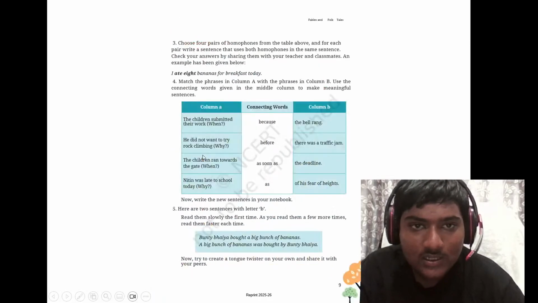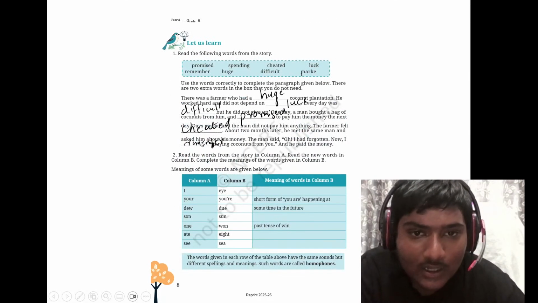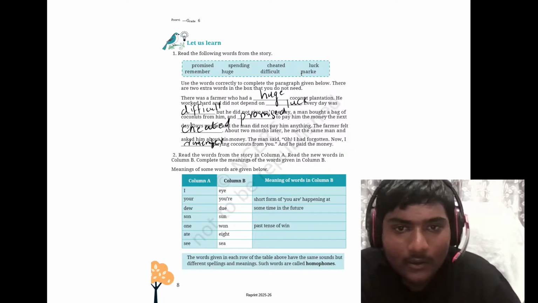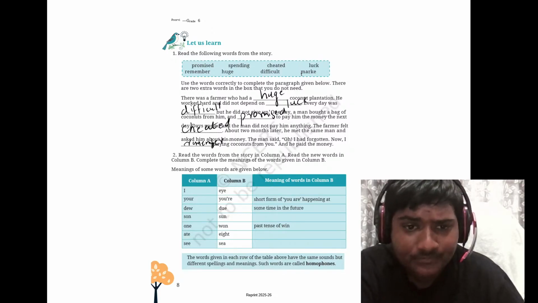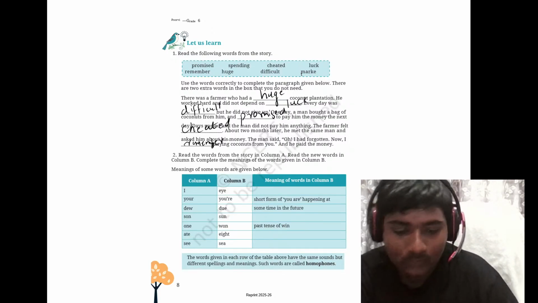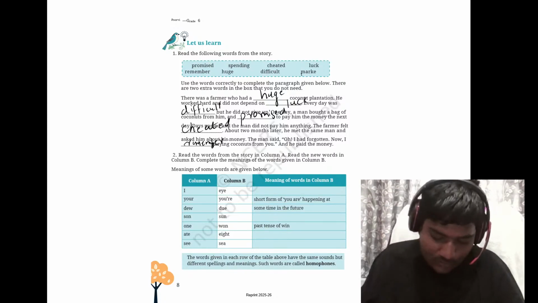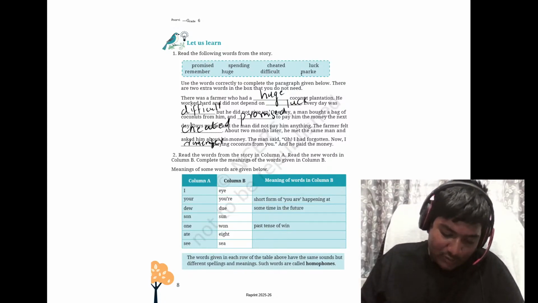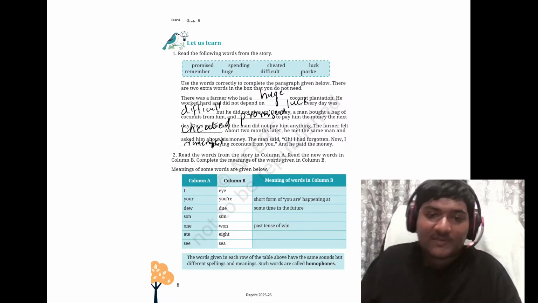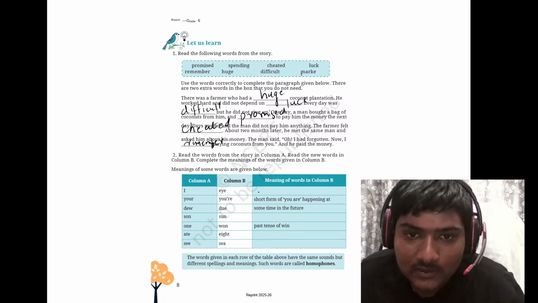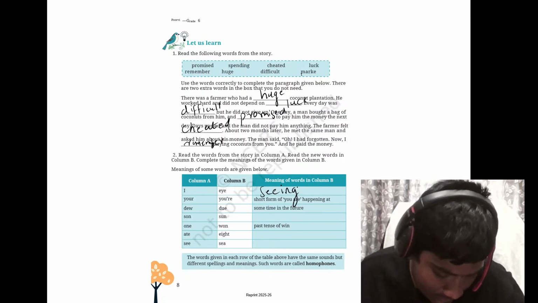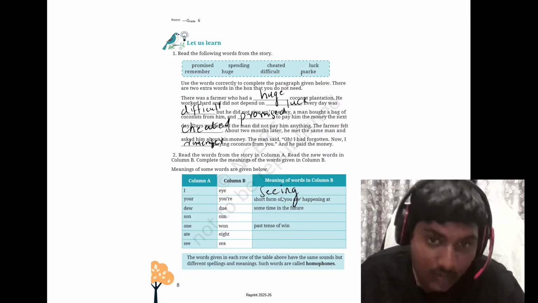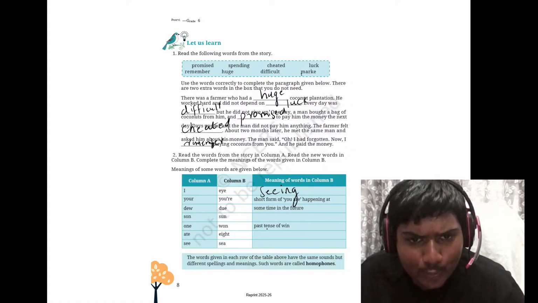Okay. Coming to second one. Read the words in the story column. Read the new words in the column. Column A, you have to read. Complete the meanings in column B. Let me start doing it for you. A part of body used for seeing. Okay. Yes. Same, similar words. For seeing. And third one, short form of your arm.